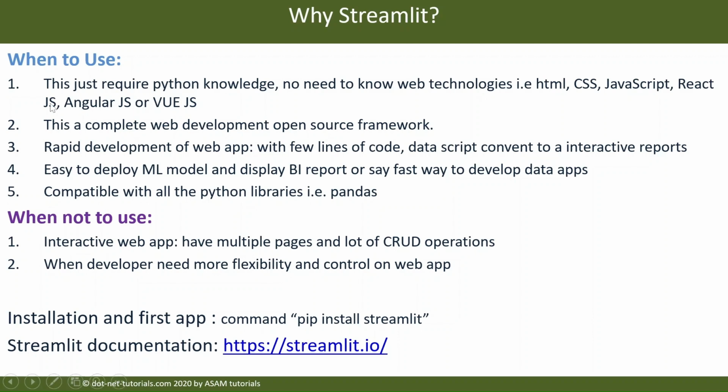The second one is, this is a complete web development open source framework. That means you need to write all the content of the web in a Python script, and the Python script internally manages all the HTML, CSS and JavaScript. So Streamlit created a complete framework for web development, and this is owned by Apache and it's free, no charge.